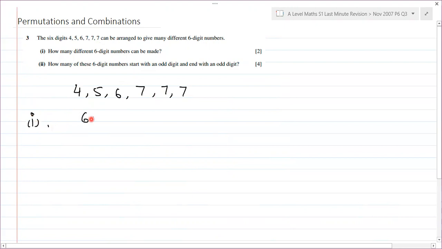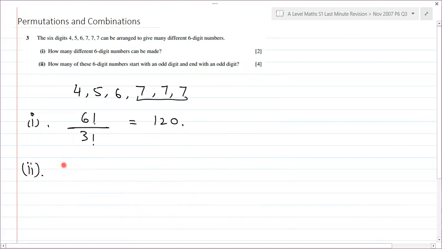So that's just going to be 6 factorial upon the 3 7s are repeating. So that's 3 factorial. That's a straightforward question. So that's just 120. Part 2. How many of these 6-digit numbers start with an odd digit, and end with an odd digit? So it has to start with an odd digit and it has to end with an odd digit.